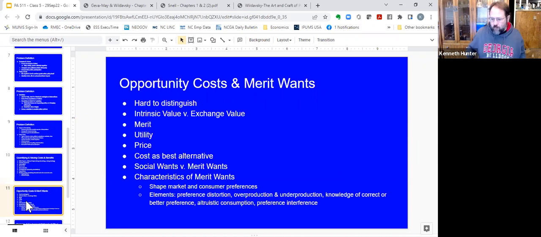Now, that concludes Snell chapter 2. We now go back into the Bildowski text, looking at chapter 7, opportunity cost and merit wants. It is not easy to distinguish these.